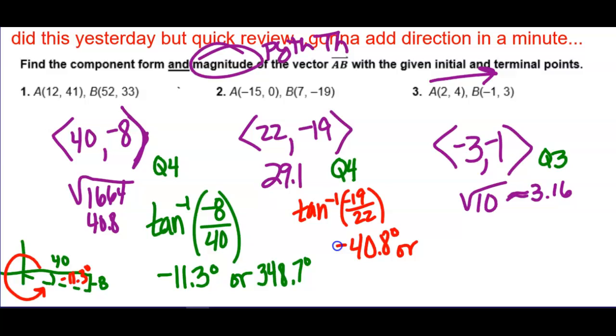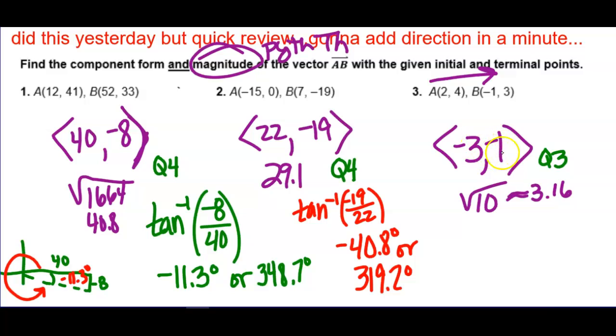Or if we added 360 to that, we get 319.2. But those are both in quadrant 4. That's the big deal, okay? Because sometimes we have to do something funky to find the right angle.